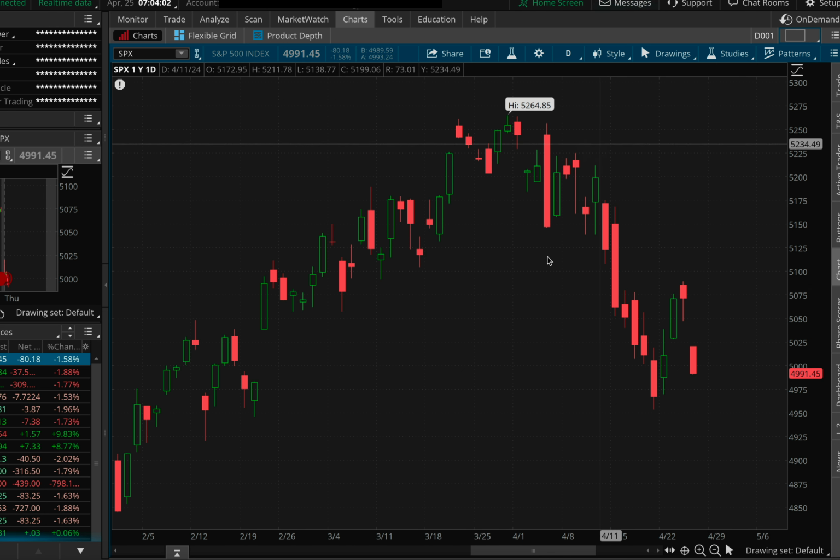In real life, on a day like this, I may not put this trade on. 80 points down at the open is pretty big. But hey, it's all paper trading, so let's just roll with it. So I'm going to put these trades on. Again, this is going to be paper trades to begin with.